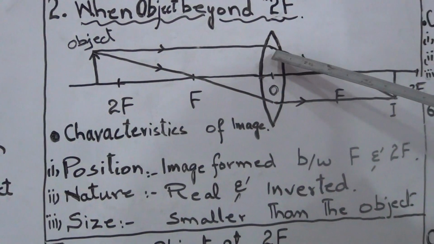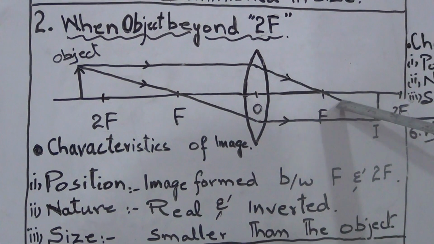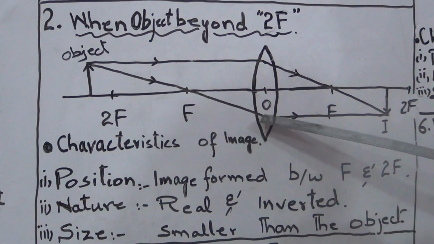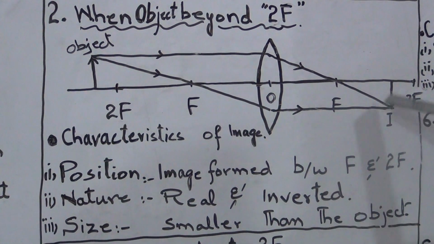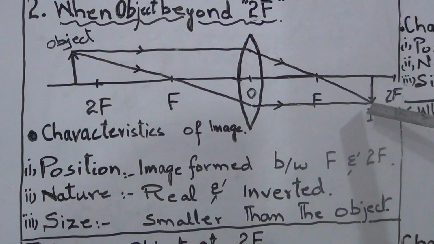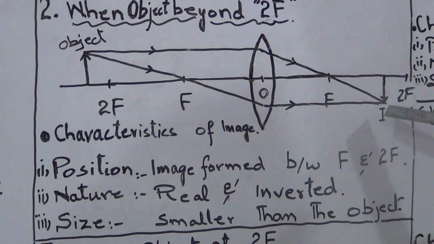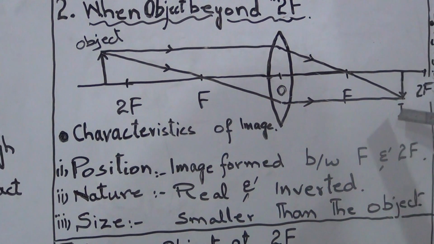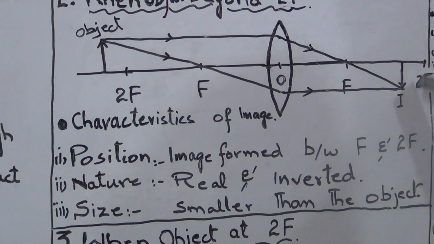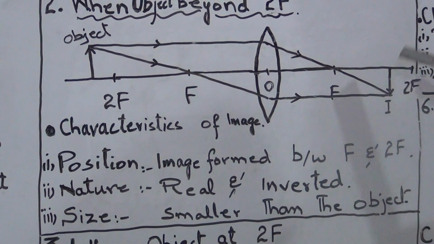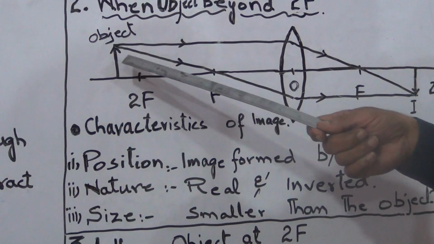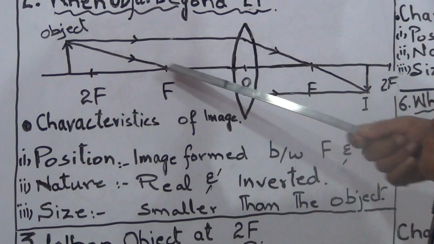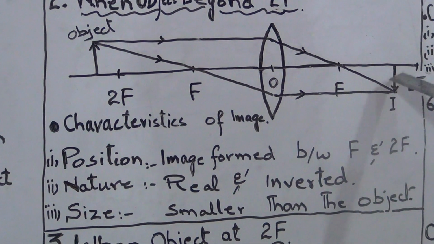So the ray parallel to the principal axis will pass through the principal focus, and the ray through the principal focus will pass parallel to the principal axis. Both the rays intersect, really, between F and 2F. Where there is intersection, there is image formation. We can take a third ray also, but two rays are enough for the intersection to form the image.